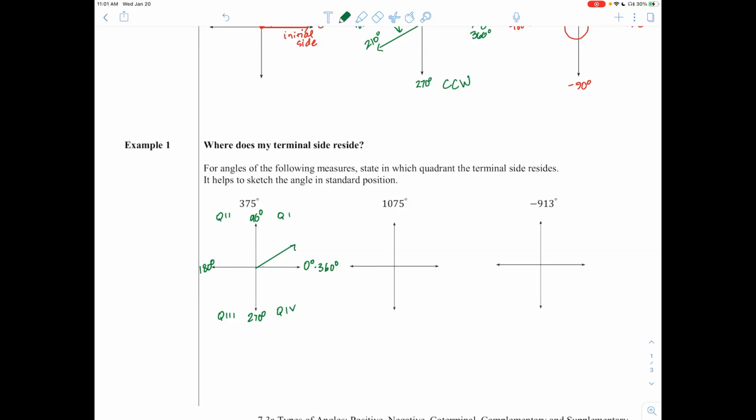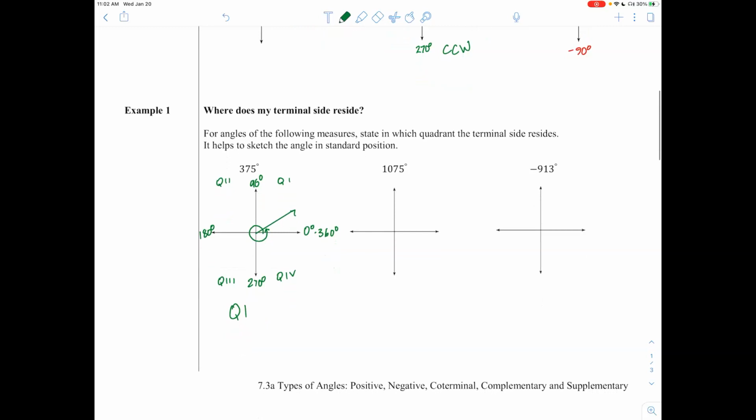So if I start at 0 and rotate all the way around 360 degrees and then stop at 15 degrees above 360 degrees, I have found 375 degrees. So I could say that 375 degrees, its terminal side lies in quadrant 1.